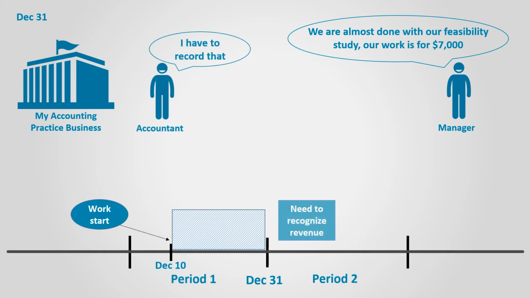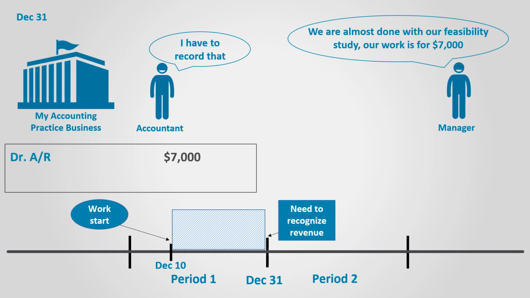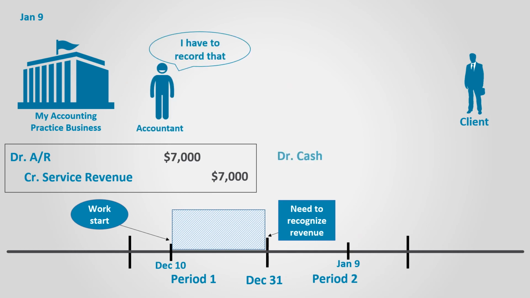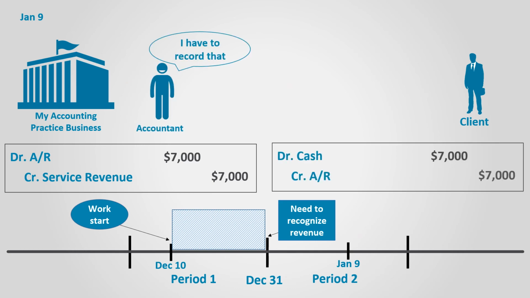The accountant would record that by debiting the client's accounts receivable account to show that the client owes the business the amount of services done, which is $7,000. The accountant would then credit the service revenue account to record the revenue within the current period's revenue. Now let's assume that the client paid the amount due on January 9th. In such a case, the cash account is debited and the client's accounts receivable account is credited for $7,000.